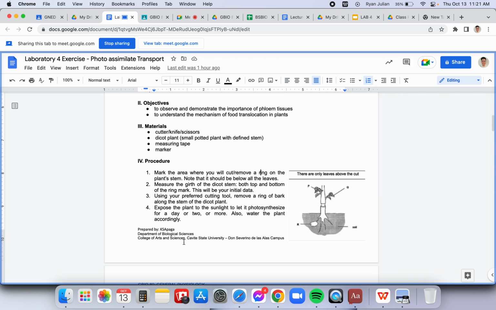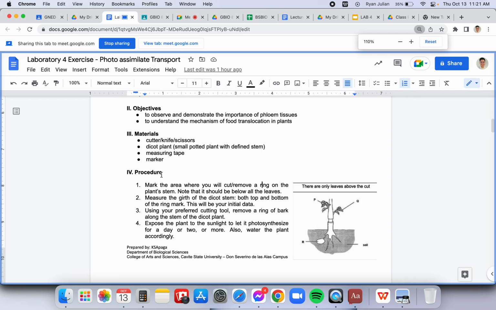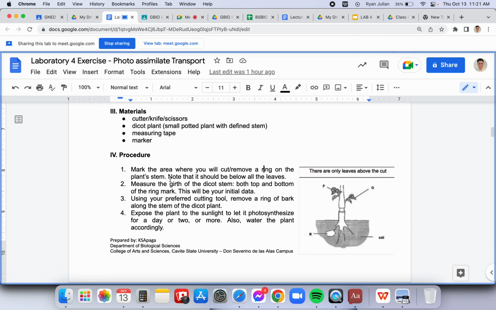And for the procedure, you are tasked to get a specific portion of the stem of a plant. You have to mark the area where you will cut or remove a ring on the plant's stem. Note that it should be below all the leaves. Second, measure the girth of the stem, both top and bottom of the ring mark. This will be your initial data, the girth in centimeters of the stem.